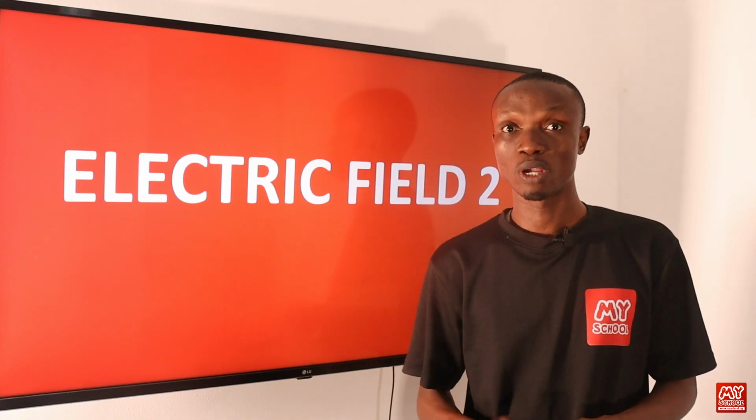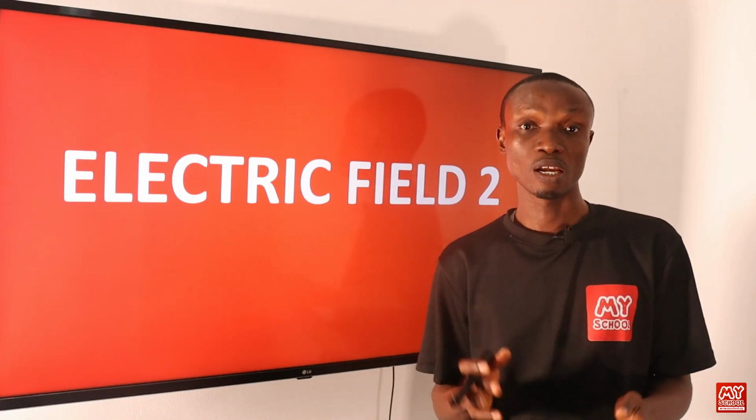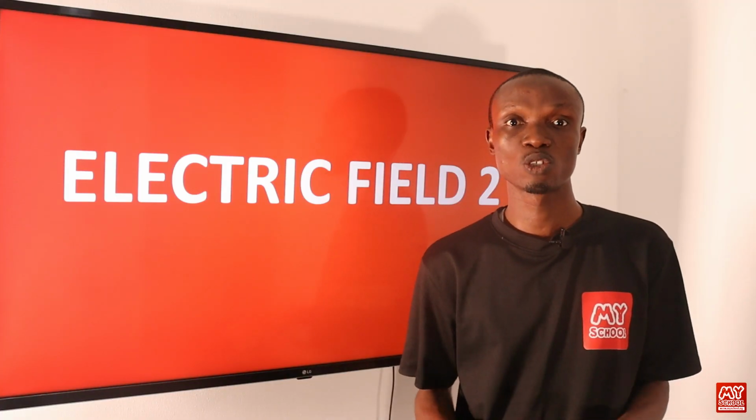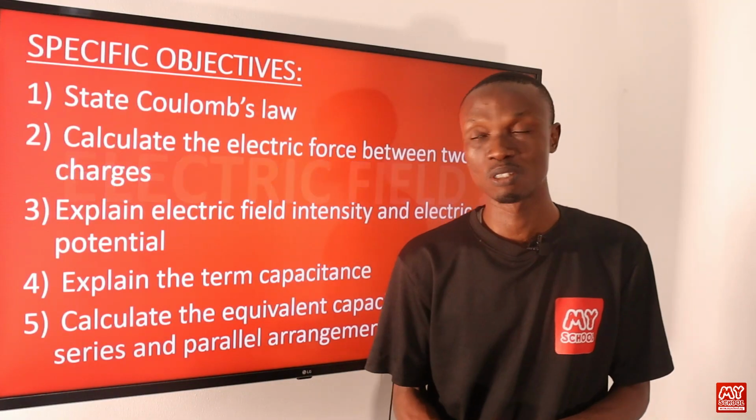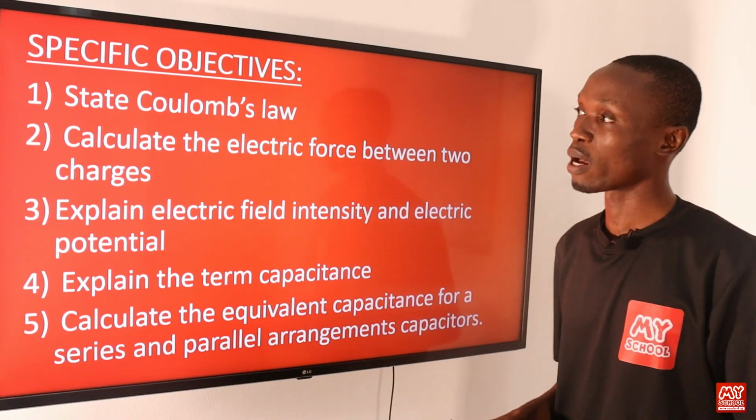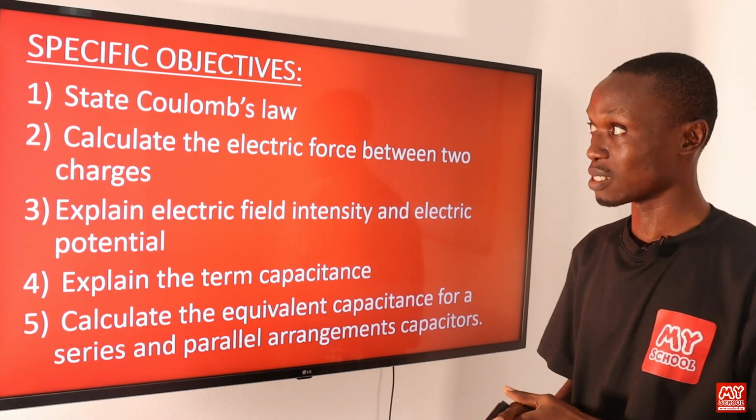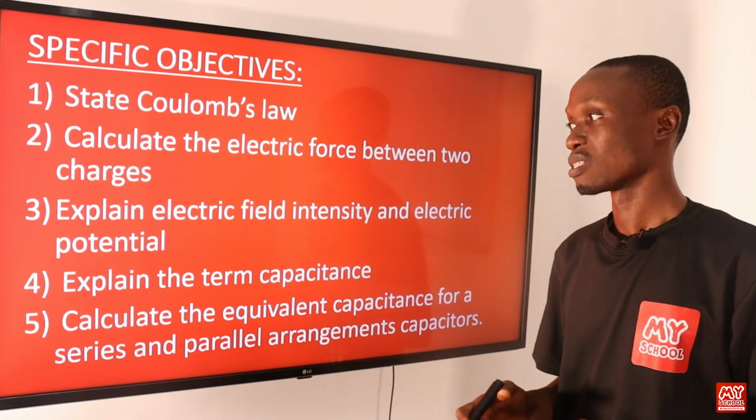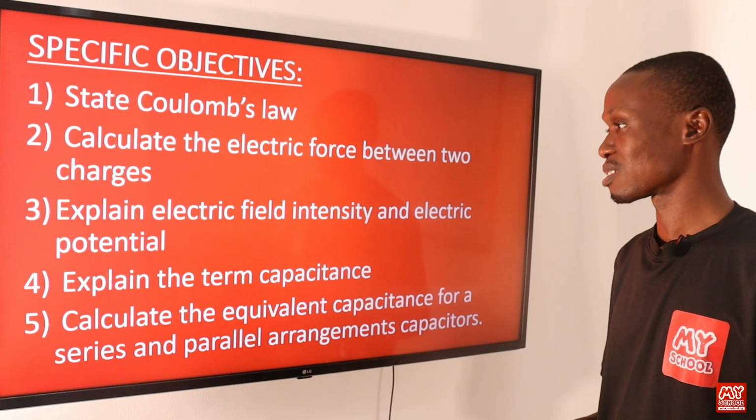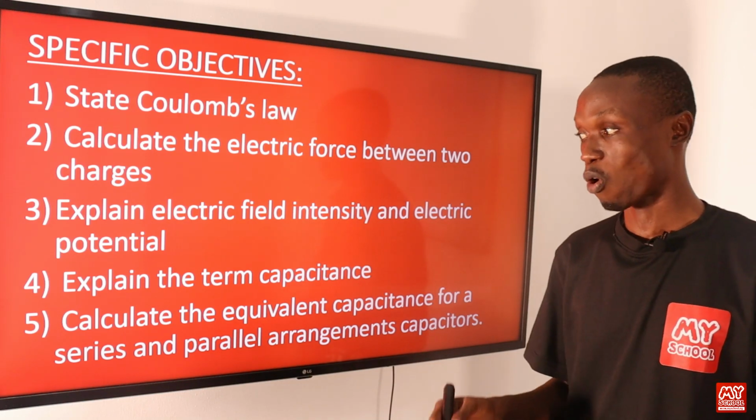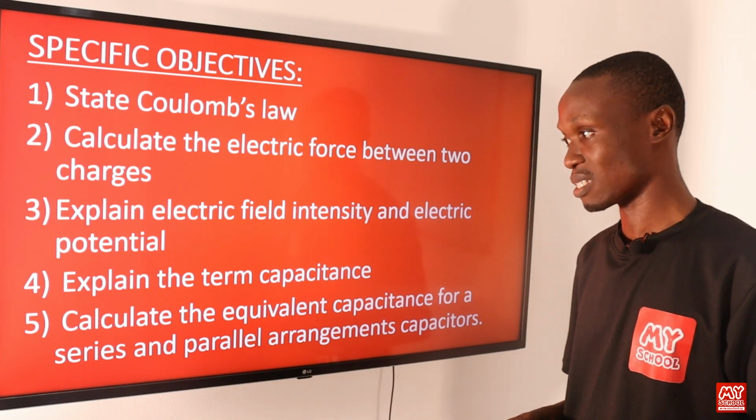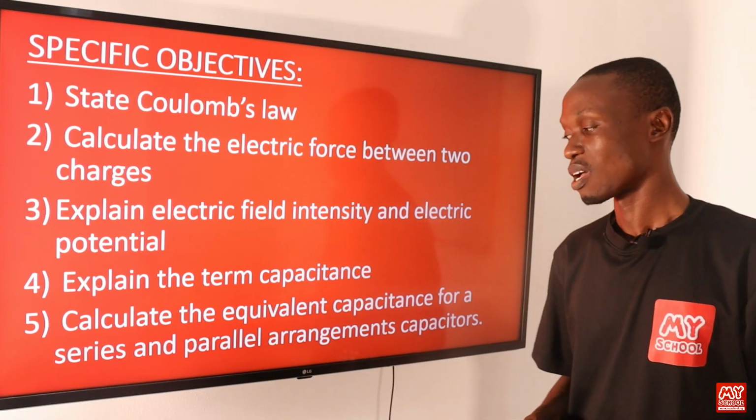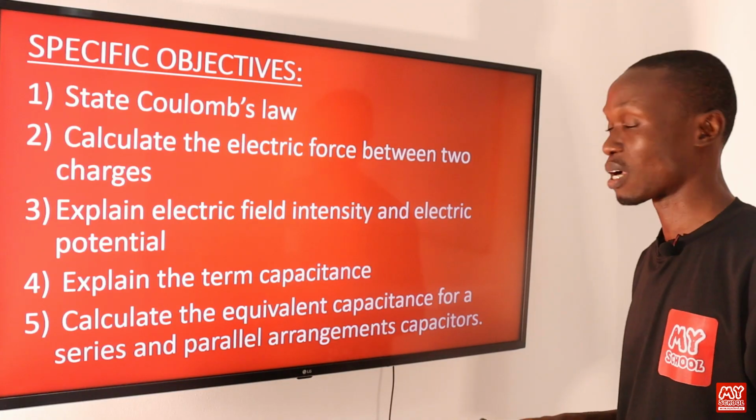Like I said earlier, we are going to be dealing with electric field part 2. So as usual, before we begin with our lesson, let's quickly run through the objective for today's video lesson. Objective number 1, at the end of this video, we should be able to state Coulomb's law. 2, calculate the electric field between two charges. 3, explain electric field intensity and electric potential. 4, explain the term capacitance. 5, calculate the equivalent capacitance for a series and parallel arrangement of capacitors.